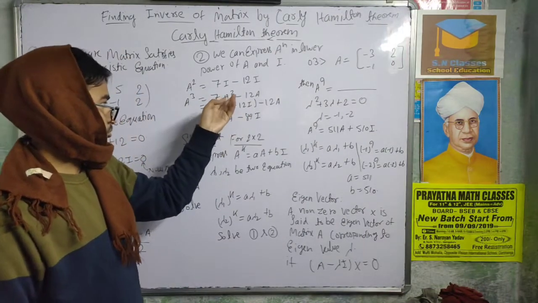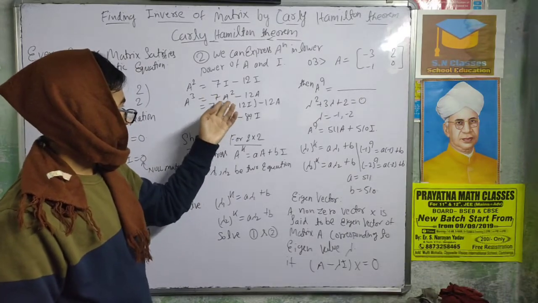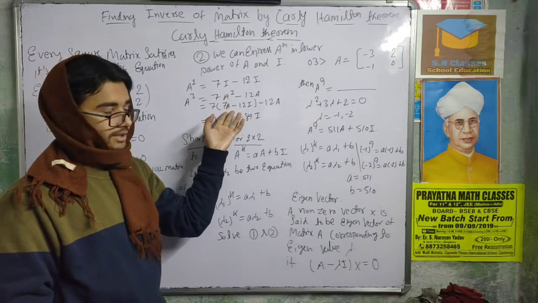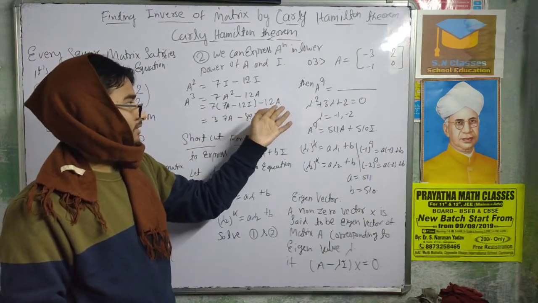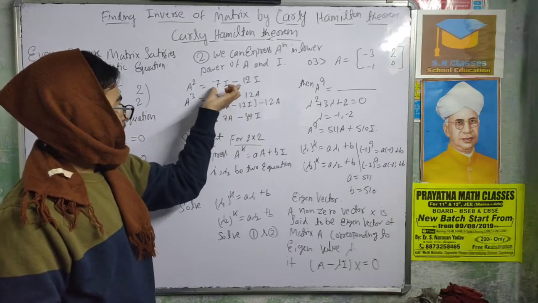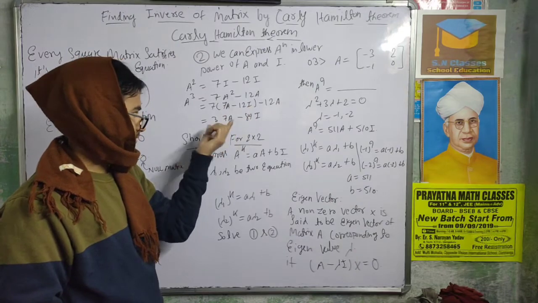After that, you substitute the value of A square that you got here. In the place of A square, you put 7A minus 12I, minus 12A. Once again, if you open this bracket, because you already got the A square value, you put it here, and again you simplify, you get this expression.